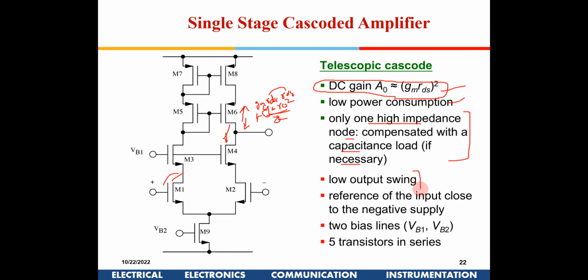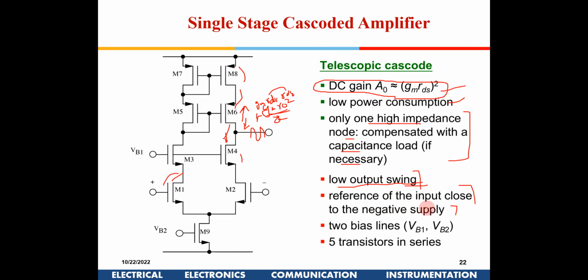Now there are some drawbacks also. One is low output swing. Obviously there are 1, 2, 3, 4, 5 transistors stacked one above the other, so the output swing will be limited, because there will be some drops across each of these transistors which you will have to cater for. So low output swing.